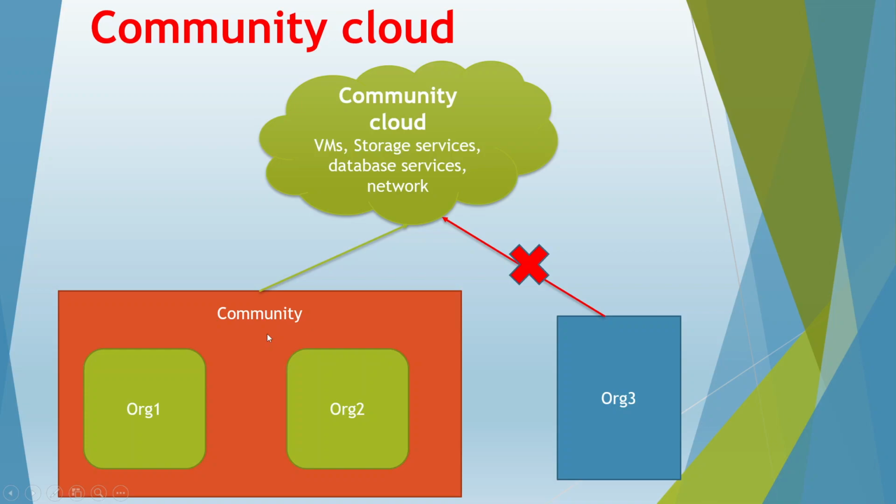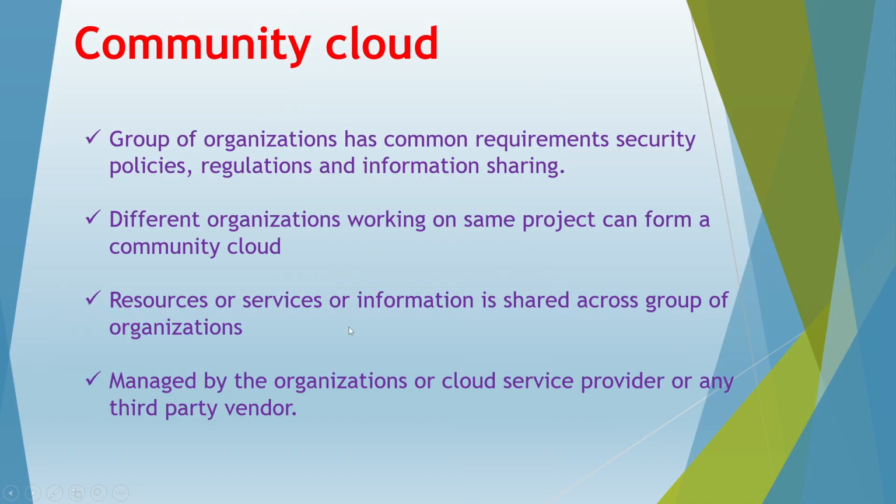The community cloud is required when the organizations are sharing common security policies or common regulatory guidelines, or when information sharing is necessary between the organizations. Then they form a community cloud. Whatever resources are there in the community cloud will be accessible to the community. A group of organizations has common requirements, works on the same project, or needs resource and information sharing; in all those scenarios, the community cloud is applicable. Those organizations come together and form the community cloud.